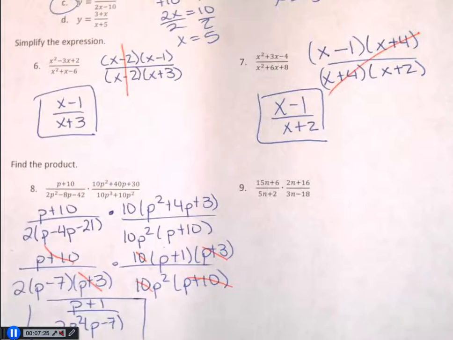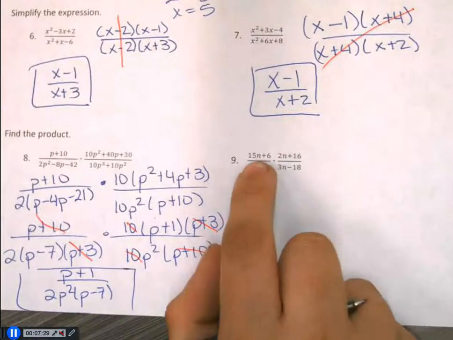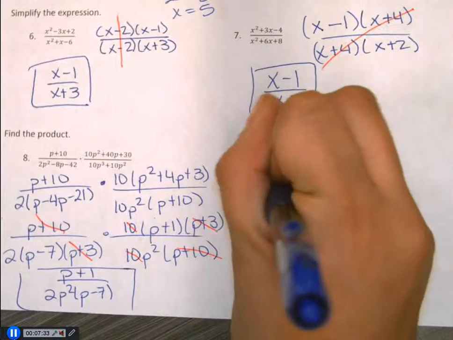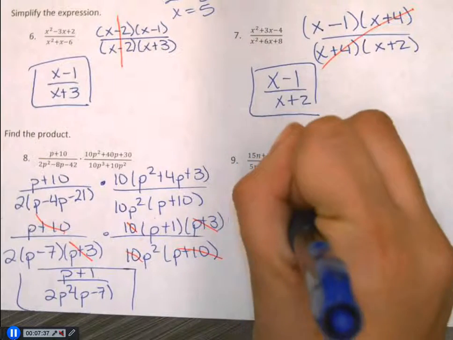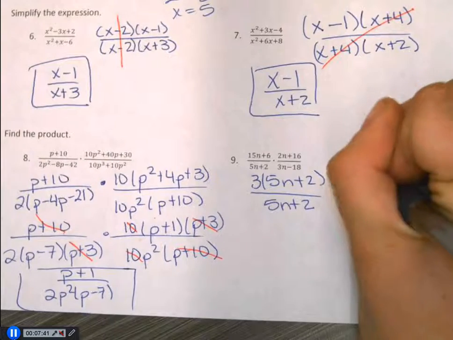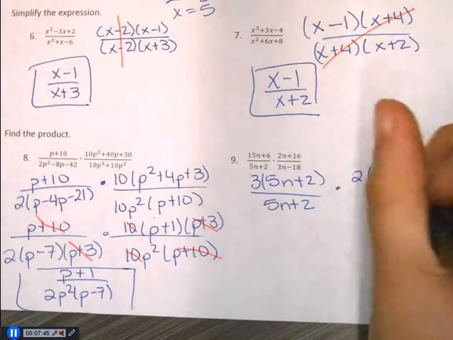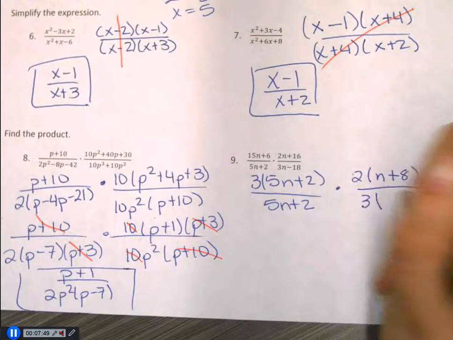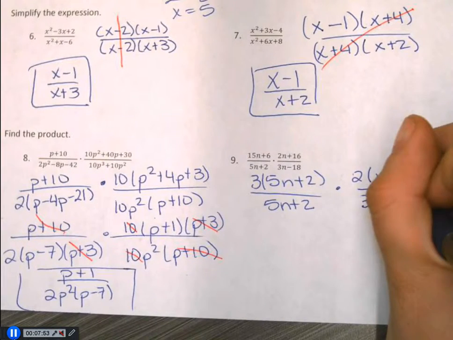I'm going to do the same thing on number 15. I'm going to see what they have in common. They both are divisible by 3, so I take that out. I have 5n plus 2, and then I have 5n plus 2 on the bottom because that's what they gave me. On the second set, I can take out a 2 from the top. I get n plus 8 because I divide both of those by 2. On the bottom, they're both divisible by 3, so I take the 3 out front. 3n divided by 3 is n. 18 divided by 3 is 6.